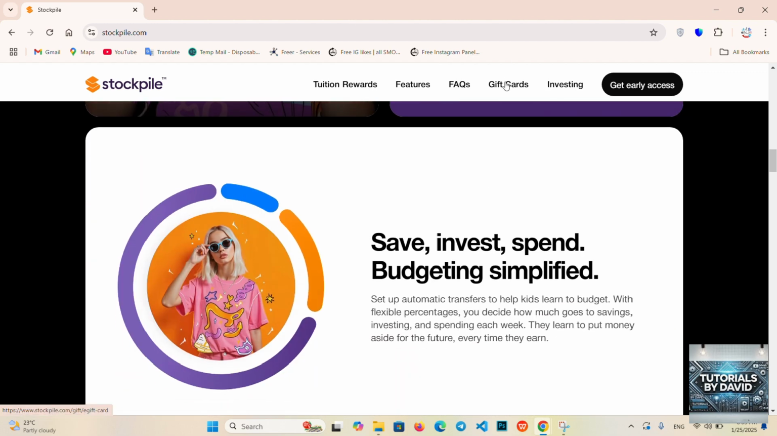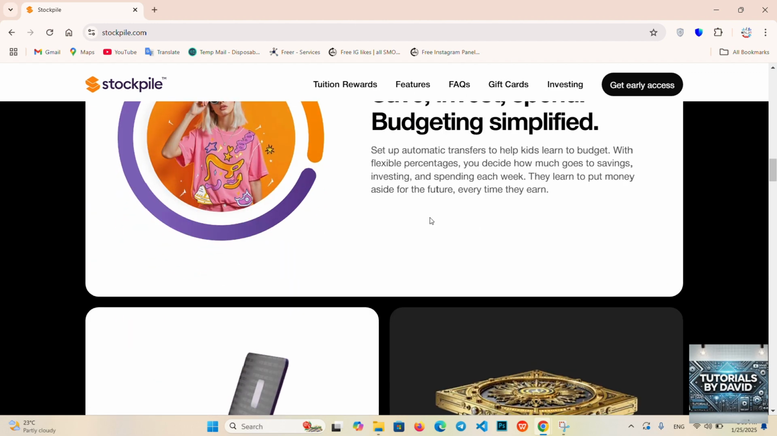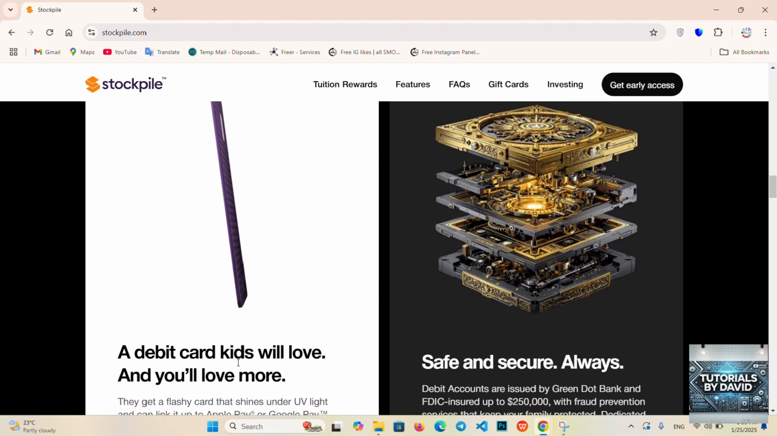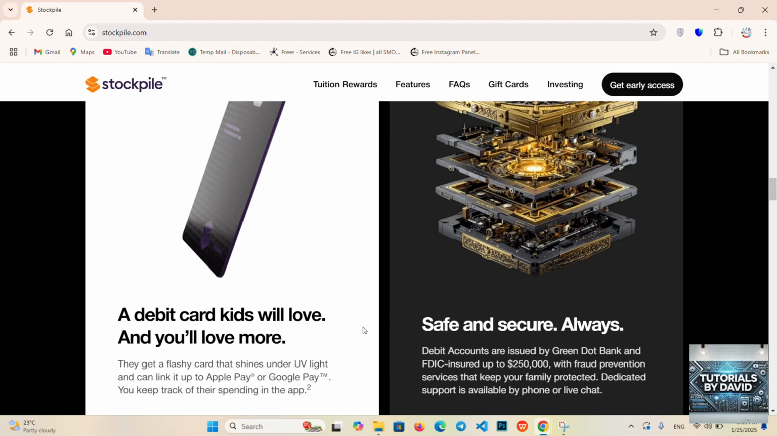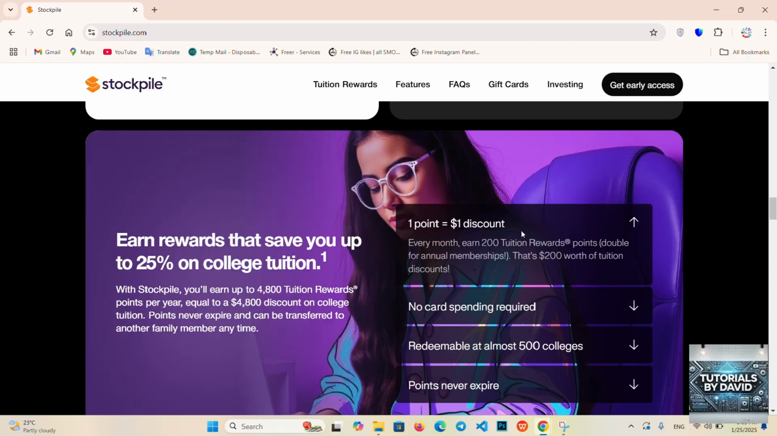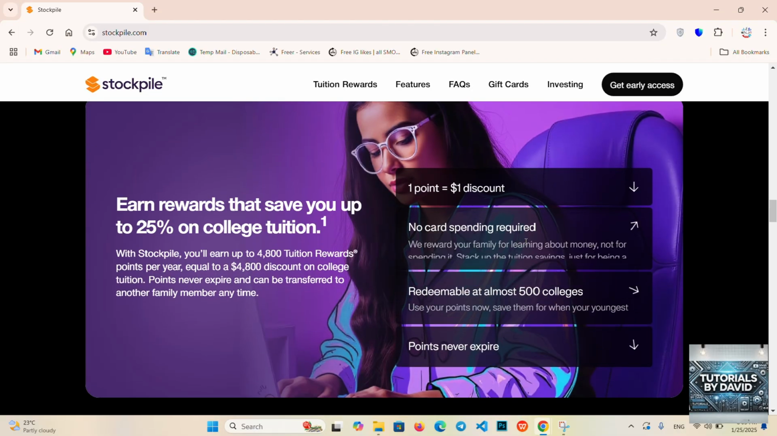How to get started on Stockpile. 1. Create an account. Visit the Stockpile website or download the app. Sign up for a free account and complete the basic information and identity verification process.